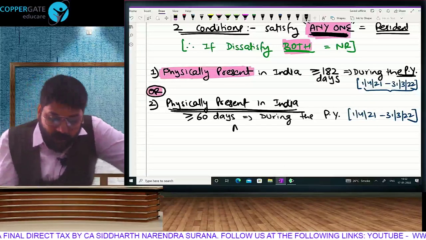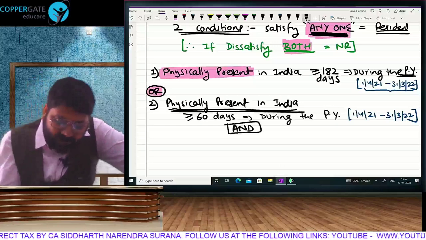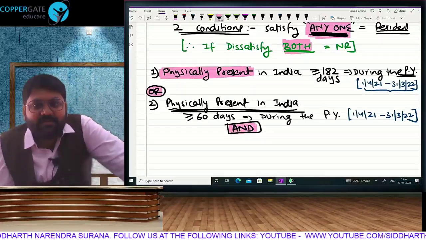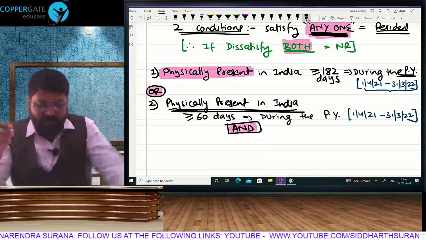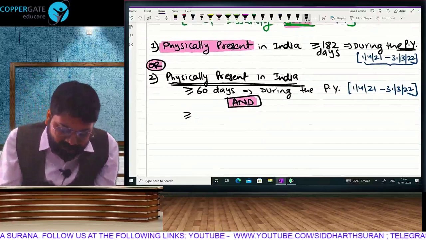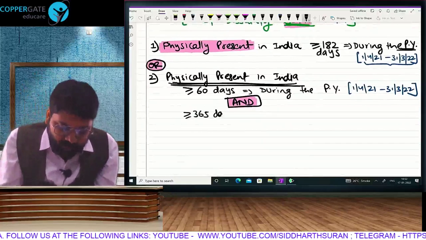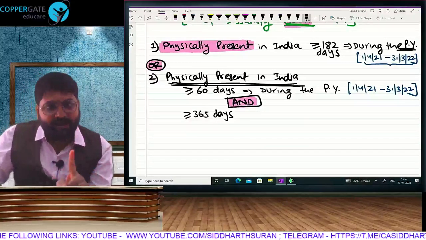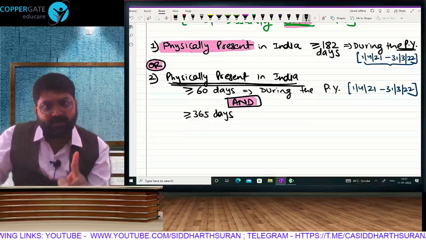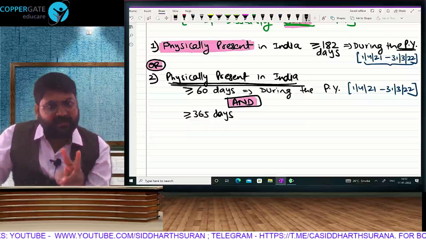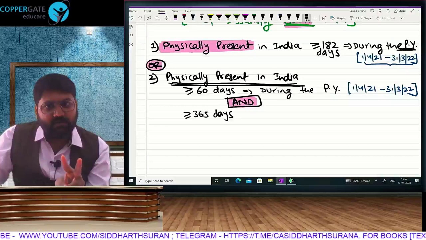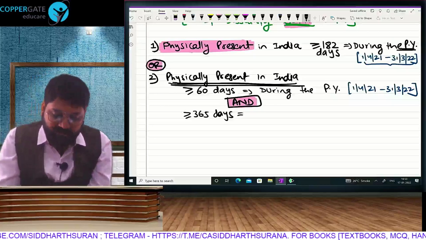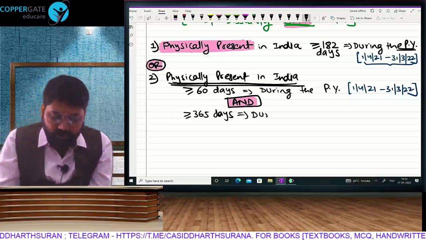Wait. Along with that, now what is the importance of the word and in English? And means both. Both. And you also have to be physically present in India for 365 days or more. But now first be clear. In the 182 condition, is equal to 182 also covered? Yes. In the 60 condition, is equal to covered? Yes. And in the 365 condition also equal to is covered. 365 days or more during.